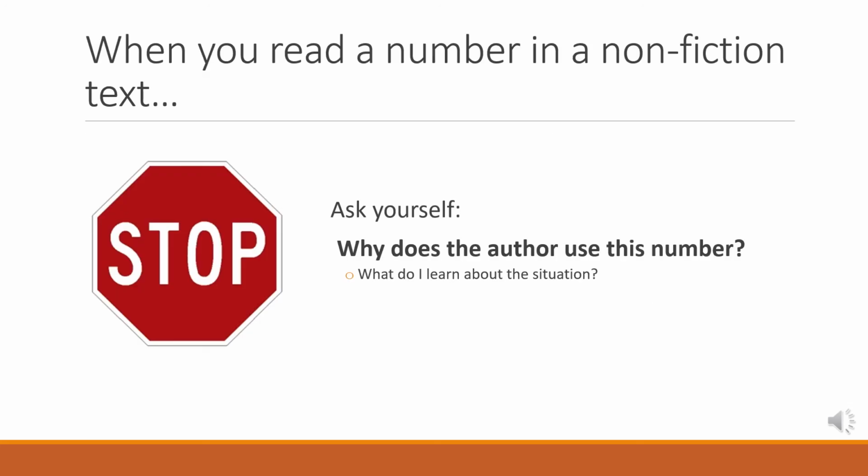So when you find a number while you're reading, you need to make sure you stop and ask yourself, why does the author use this number? Does this number show me how many or how much? Do I learn if the situation is a big deal or not so much? Maybe I've learned that the event only took a few years and then things changed, or a person involved was only 12 years old. Whatever the number is, you need to make sure that you stop for a few seconds and wonder what other information do you learn from the number in a non-fiction text.